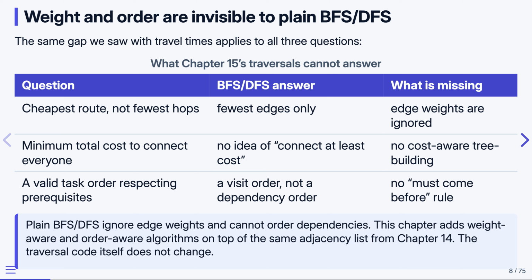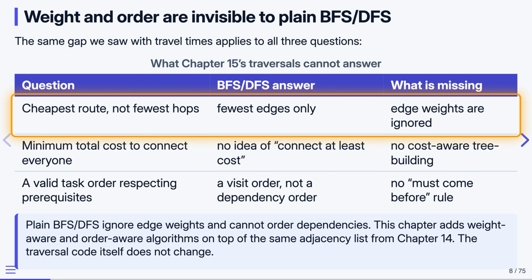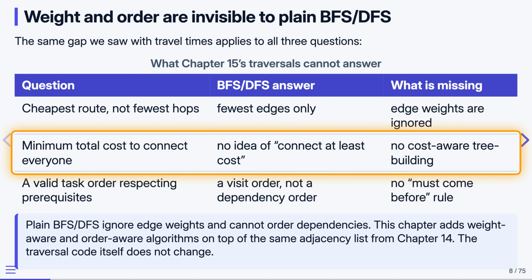The gap we saw with travel times applies to all three questions. Let's read the table row by row. For a cheapest route, breadth first search and depth first search give you fewest edges only. The edge weights are ignored. For the minimum total cost to connect everyone, they have no idea of connecting at least cost. There is no cost-aware tree building.